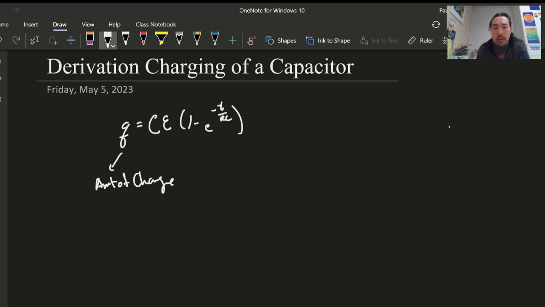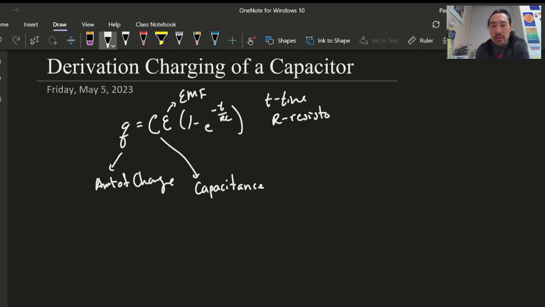is equal to the capacitance. So remember, the capacitance tells us how much the capacitor can hold in terms of charge. And here we have the EMF, or the voltage, times 1 minus e to the negative t over RC, where t is time, R is the resistance for the circuit, and C is the capacitance of the capacitor itself. All right, so it's nice to know where we will end up in our derivation journey.